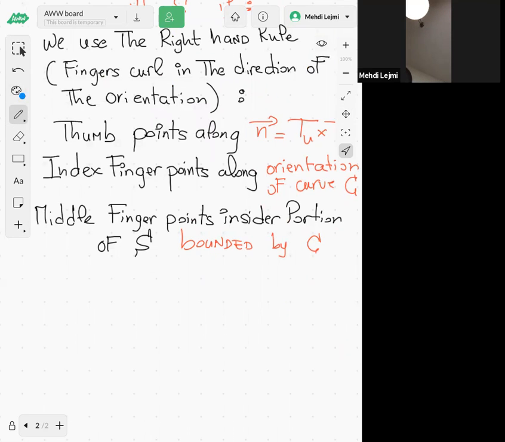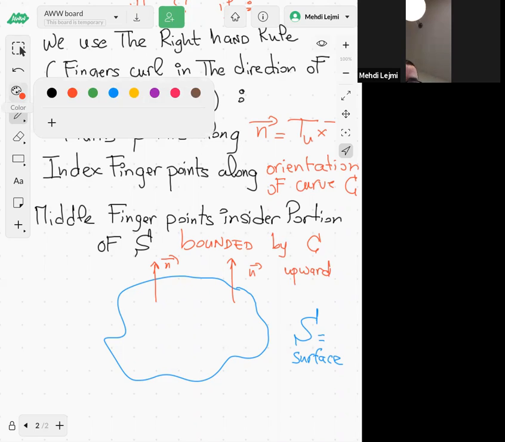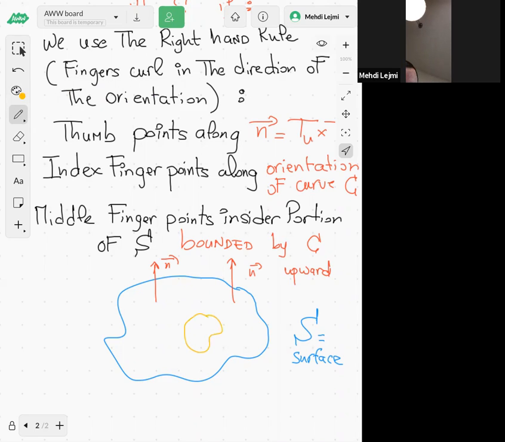So let's say this is my surface S. Anyway, so this is my surface S, and my surface S is oriented with, let's say, an upward normal vector. Okay, this is my N. It's upward pointing, for example. All right. Now, let's say you have some closed curve lying in S. So here's my C.